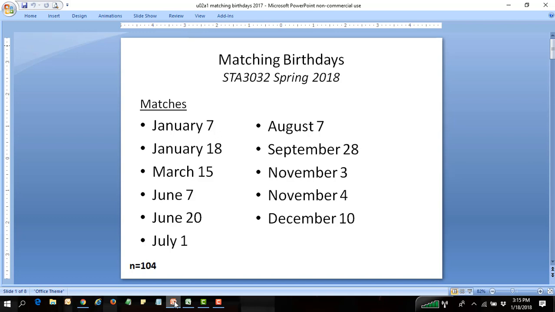So if you think matched birthdays would be rare, what's really rare would be to get 104 people and not have them match. The odds of that happening, even though it's less than a third of the possible days, the odds of 104 people being chosen at random and not sharing a birthday is infinitesimally small.